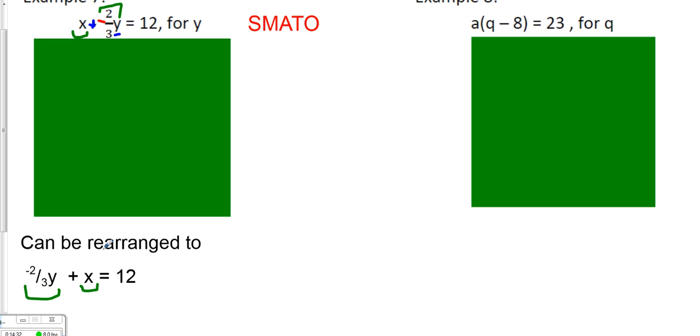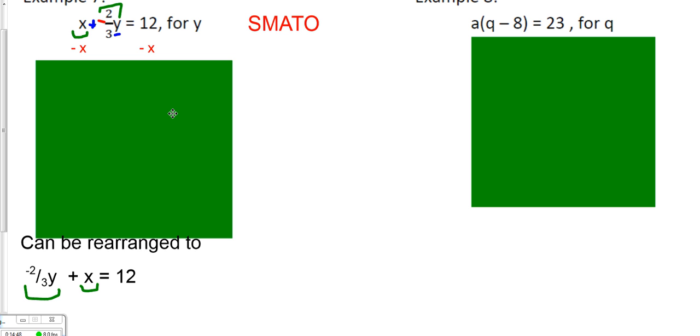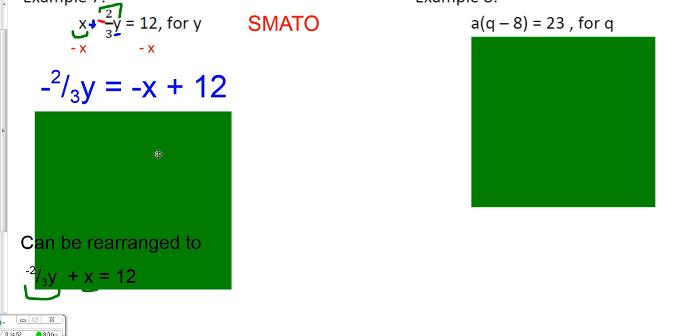Now it's a little easier to see what is happening to y. First, y is being multiplied by negative 2/3. Then we're adding x. And in the end, that equals 12. So as we work backwards, we would subtract x first. And that's going to look like this. We will have negative 2/3 y equals negative x, because we subtracted it, plus 12.